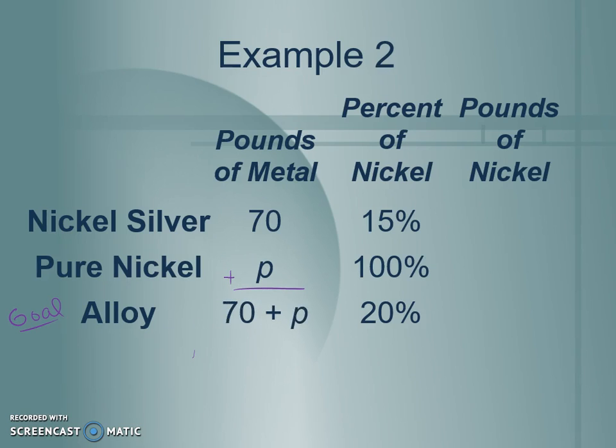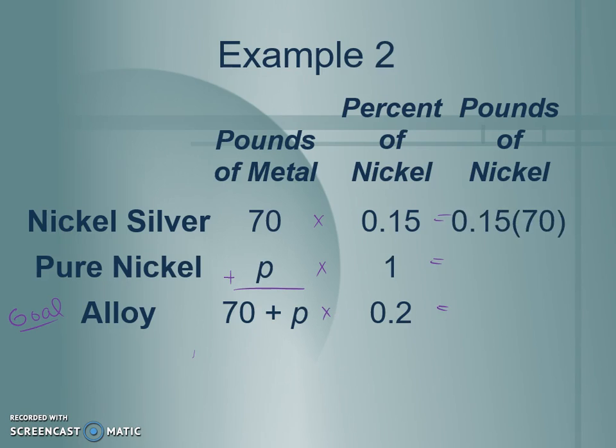Then remember, our percents should be written as a decimal. So if you wrote them as a percent, just go ahead and switch them over. Remember, 100% is just the number 1. We're just moving that decimal place 2 places. And then we're going to multiply straight across our rows to get the pounds of nickel. So we have 15% times 70, 100% times P, and 20% times the goal weight, or the 70 plus P.